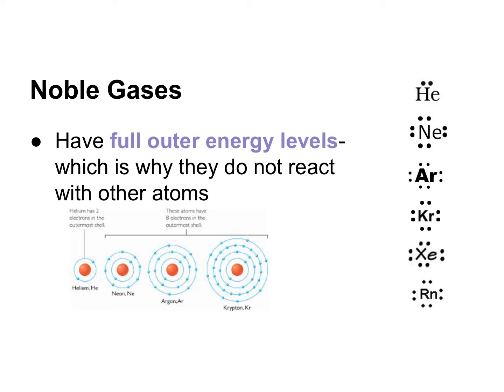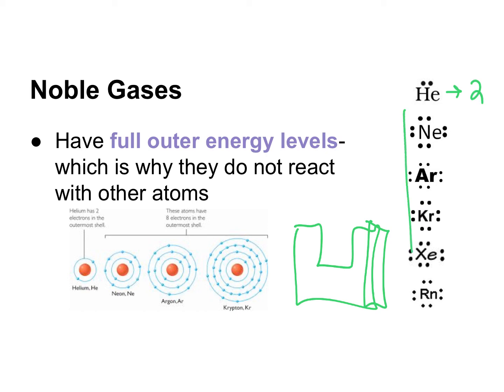So noble gases, like we said, are on the far right of the periodic table. They're in the last column, and they have full outer energy levels. Remember we said helium has 2, but the rest have 8. So they have 8 valence electrons, and these are their Lewis structures here. They have a full outer energy level, which is why they don't react with anything else, and they are super stable.